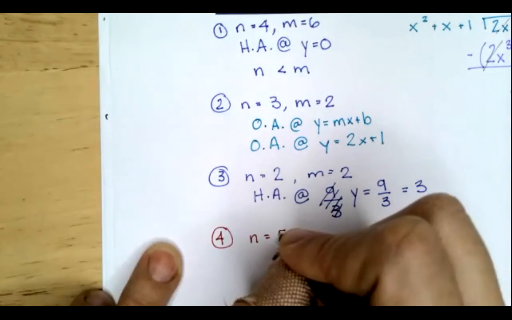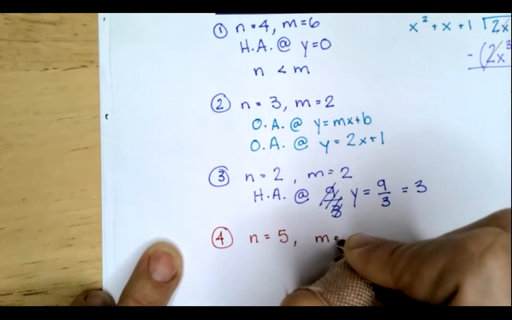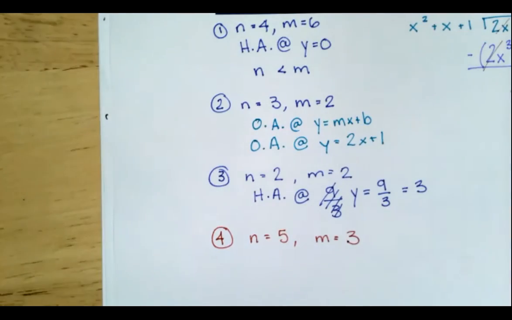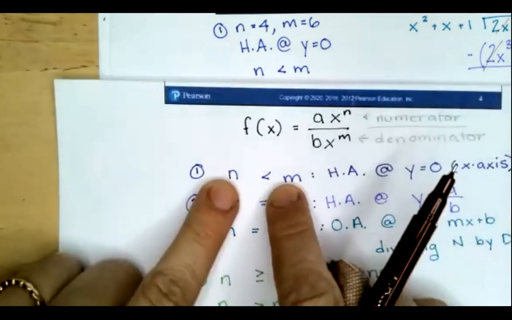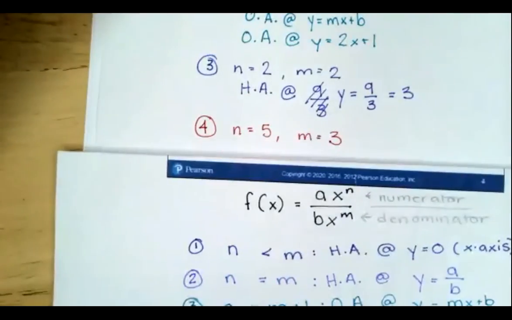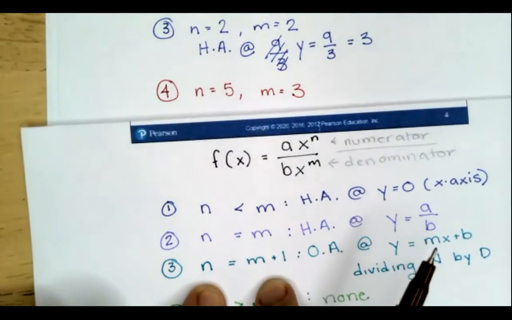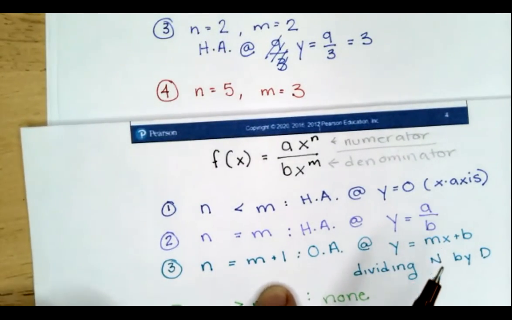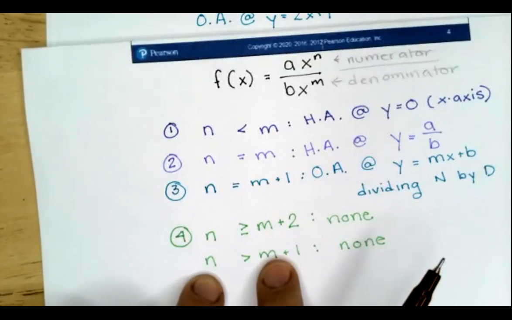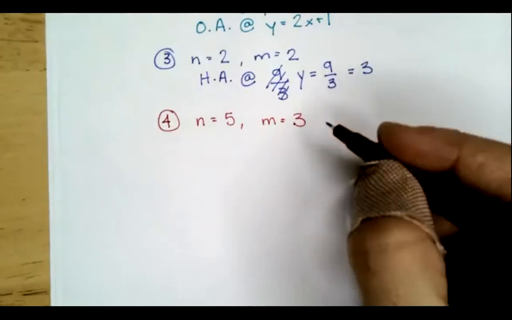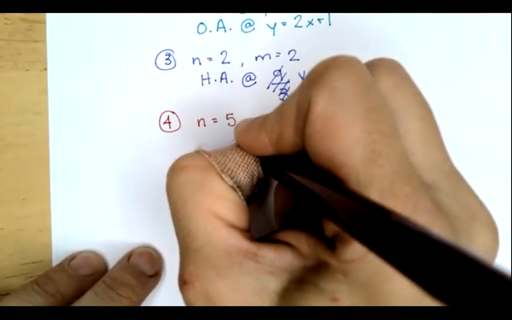And our final one, n is 5, m is 3. So looking at our list, is 5 less than 3? Is 5 equal to 3? Is 5 equal to 3 plus 1? None of that is true. It's that 5 is greater than 3 plus 1, right? So that just means there are none.